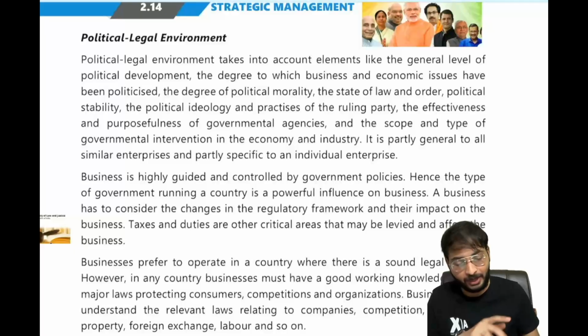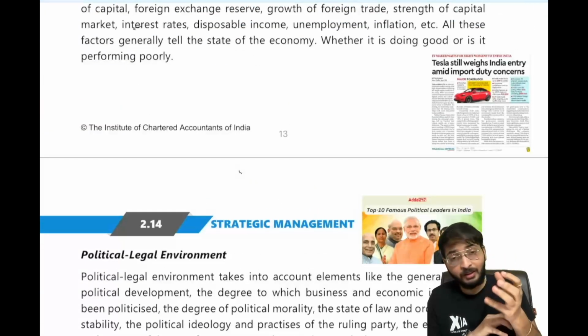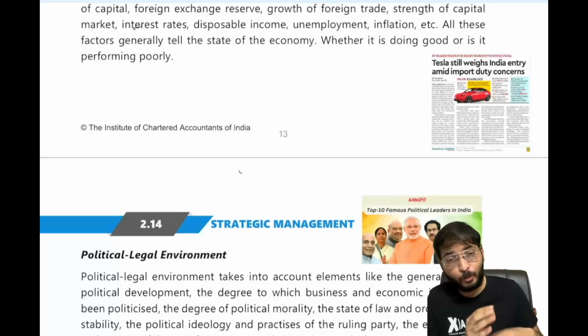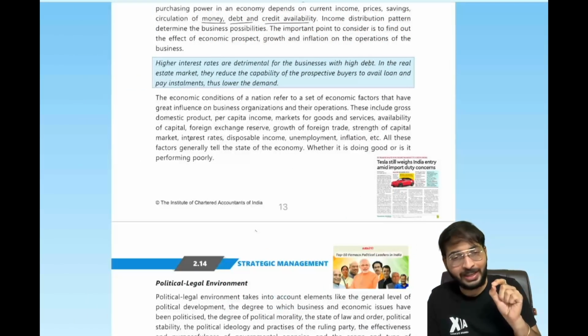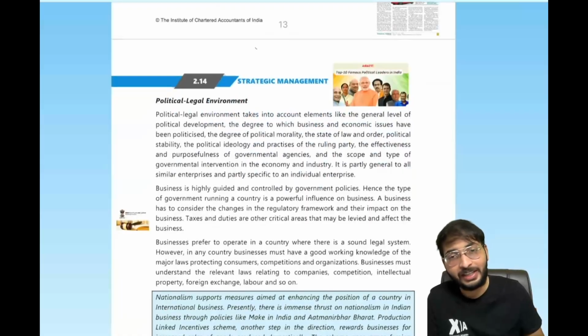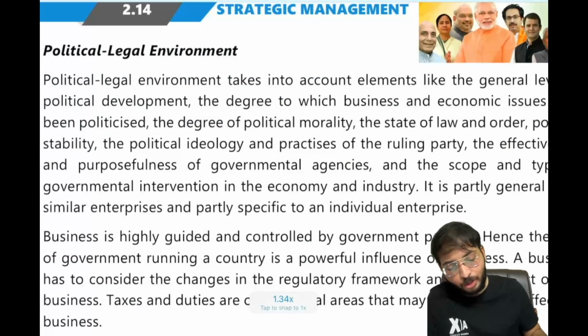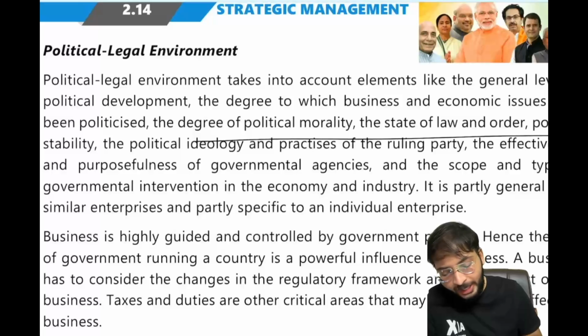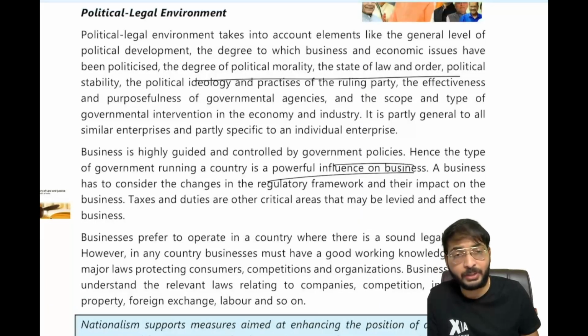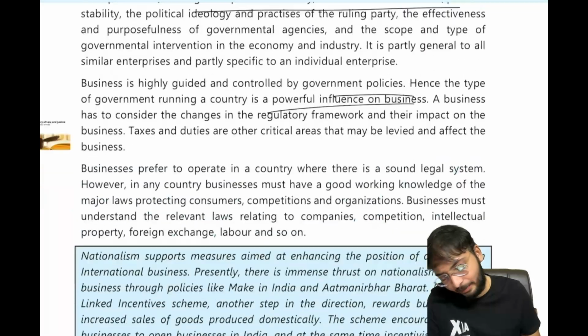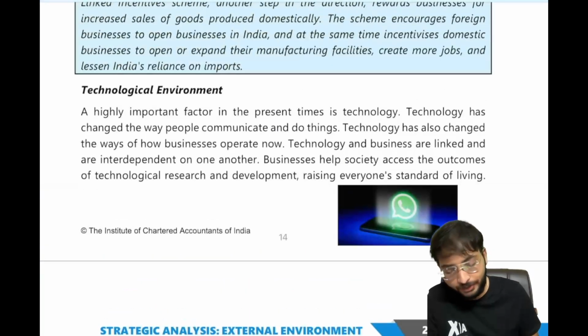Political and legal environment. If you remember, Elon Musk wanted to start Tesla in India, but it has been 2 years and still the progress is not going. Why? Because the import duty is so high, and he doesn't want to start Tesla in India. So the issue Tesla is facing is about political and legal environment. Political means your political stability, the country's law and order, everything. And next, the government policies, the taxation, everything comes under what? Political and legal environment.